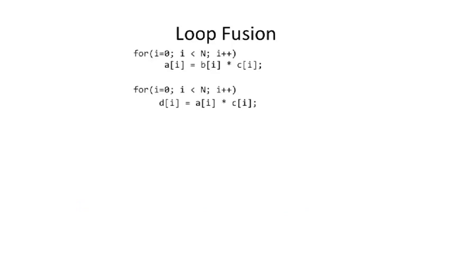For I less than n, we multiply b of I times c of I and deposit it into a of I. And then in the next loop, we do something very similar. We take c of I multiplied by a of I and deposit it into d of I.